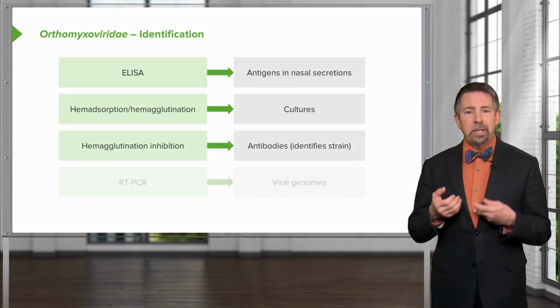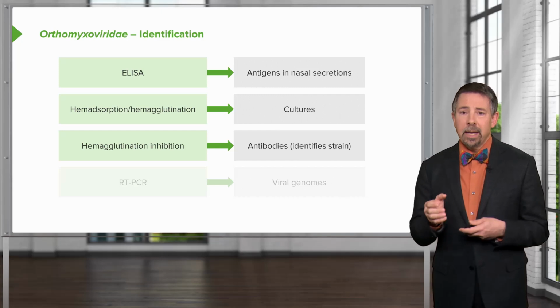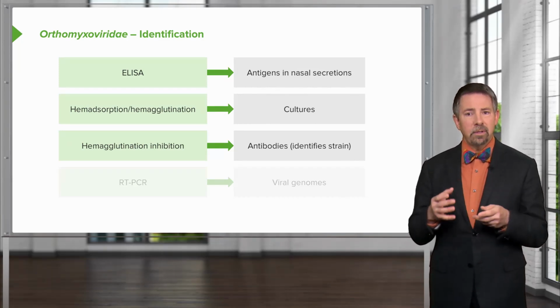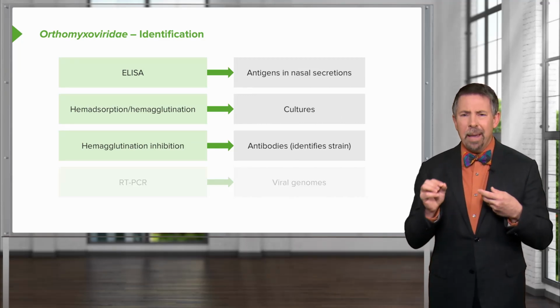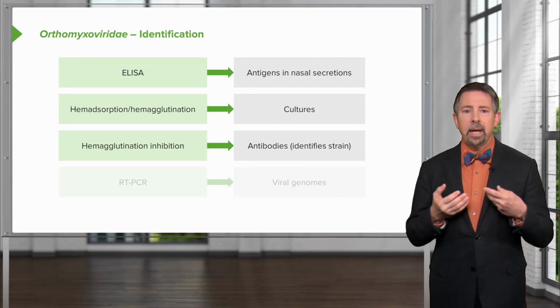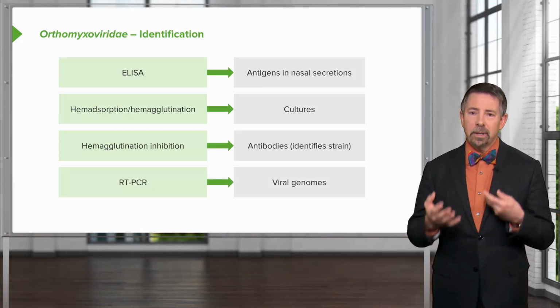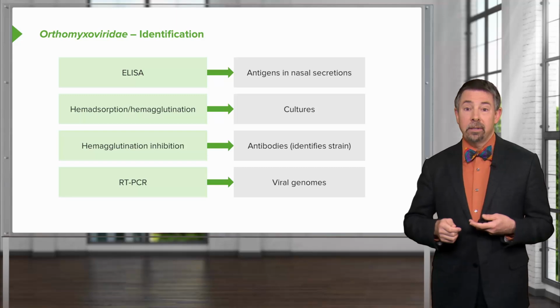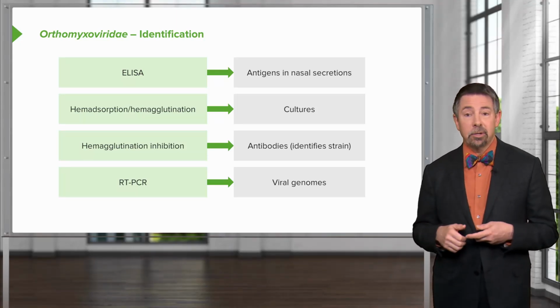The hemagglutination inhibition is performed by antibody detection, so you can now start to identify influenza A versus B. But in terms of getting the actual type of influenza A, one has to do molecular diagnosis to look for the viral genomes to have any degree of sensitivity. So I could tell you an influenza A H1N1 versus an H3N2.